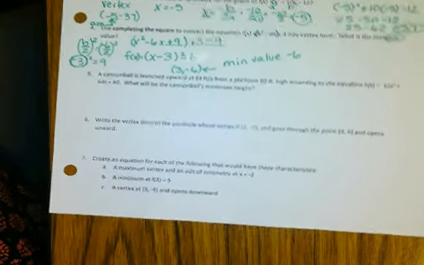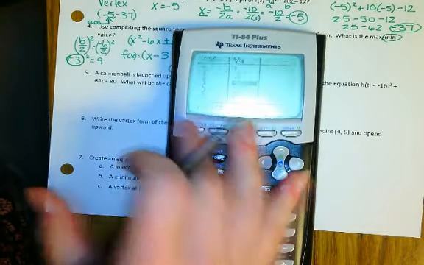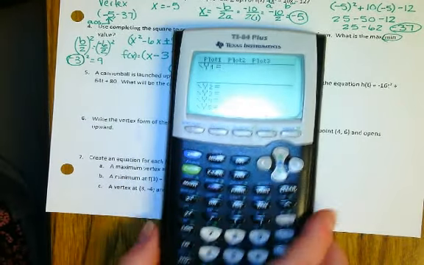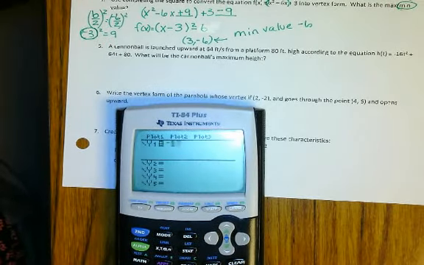Okay, on the next one here, it says a cannonball is launched upward at 64 feet per second from a platform 80 feet high. According to the equation, h of t equals negative 16t squared plus 64t plus 80. What will be the cannonball's maximum height? Now, I could just put it in here, and I could get negative 16x squared plus 64x plus 80.